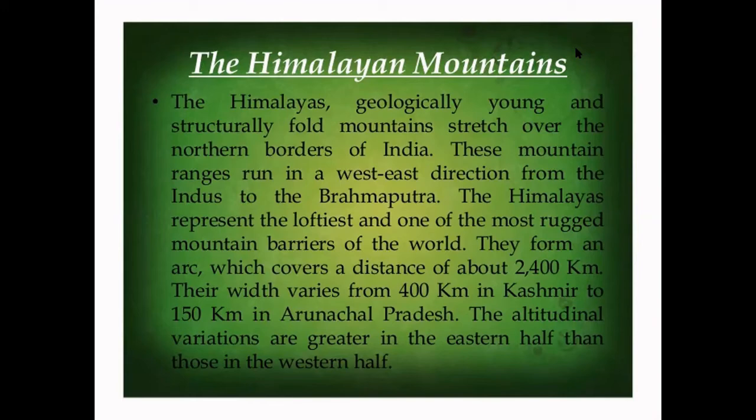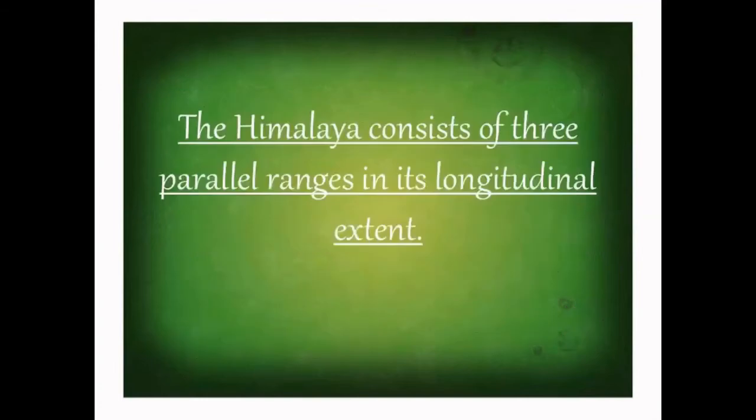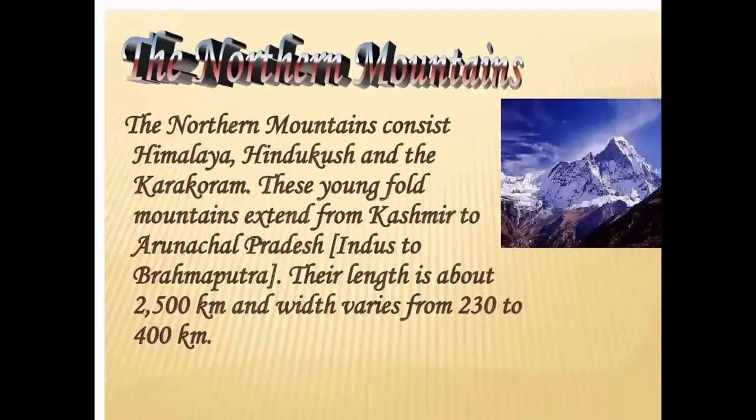and they are divided longitudinally. So three parallel ranges in its longitudinal extent. A number of valleys lie between these ranges. The northernmost range is known as the Great or Inner Himalayas, or you can call them Himadri. There are three names: Great Himalayas, Inner Himalayas, or Himadri.